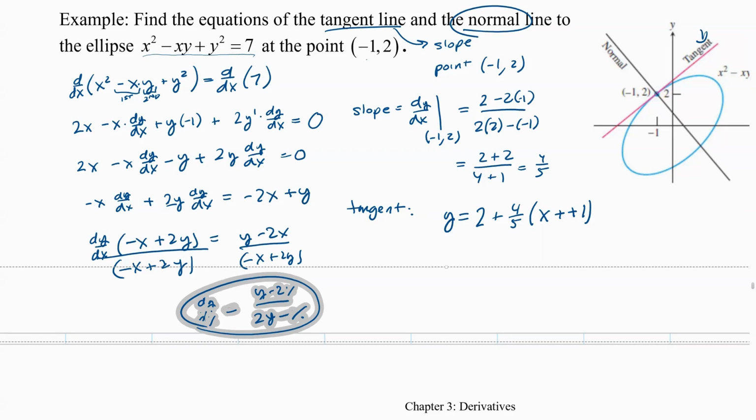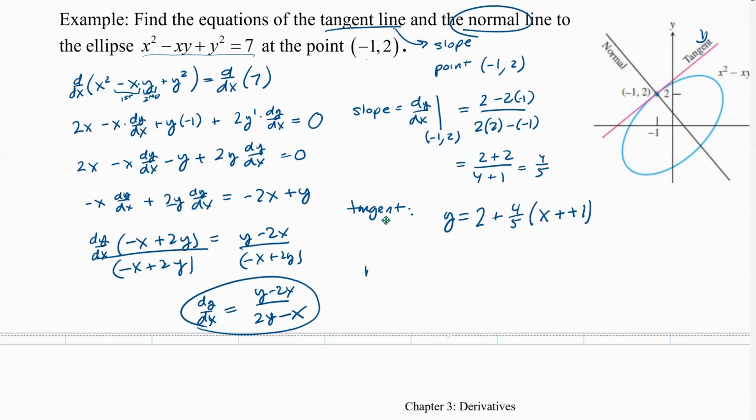So, the normal is going to be y equals 2, because you're still going to the same point. So it can be x plus 1. The difference is that the slope is the negative reciprocal. So let's put that in and double check our work.